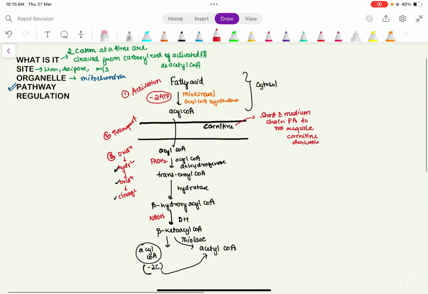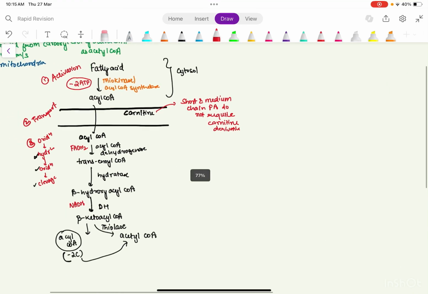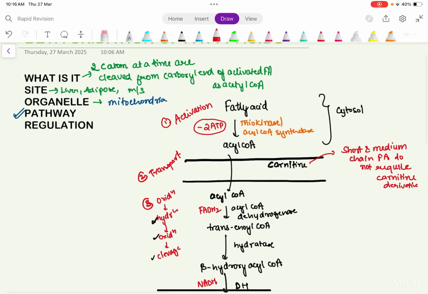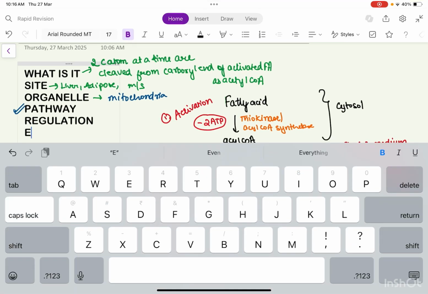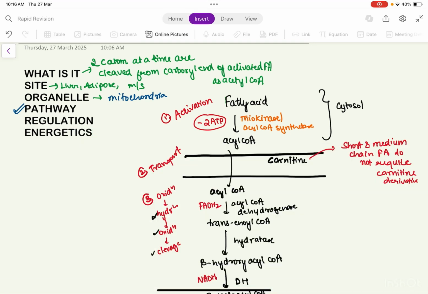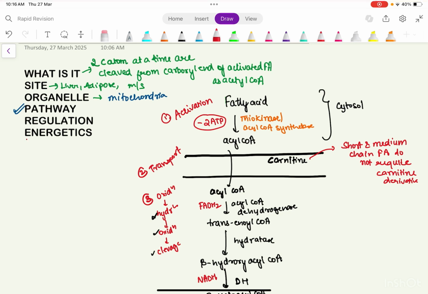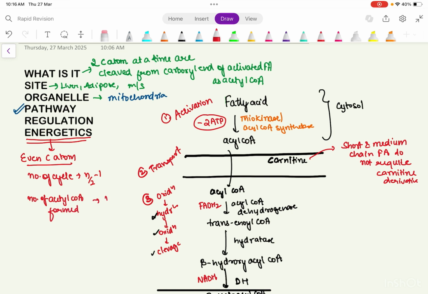Now let's talk about the energetics. This is one cycle. To remember this, for even carbon atoms, the number of cycles, this you have to learn by heart, is n by 2 minus 1, and the number of acetyl CoA formed will be n by 2.